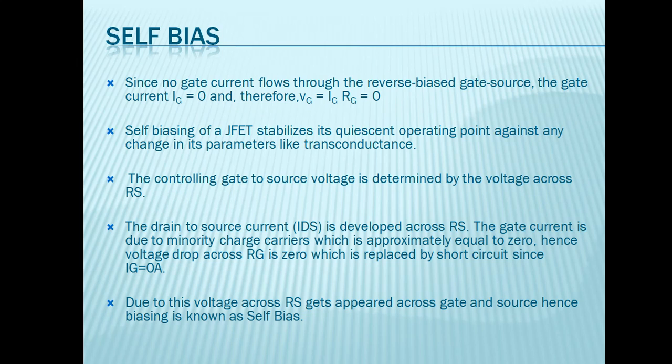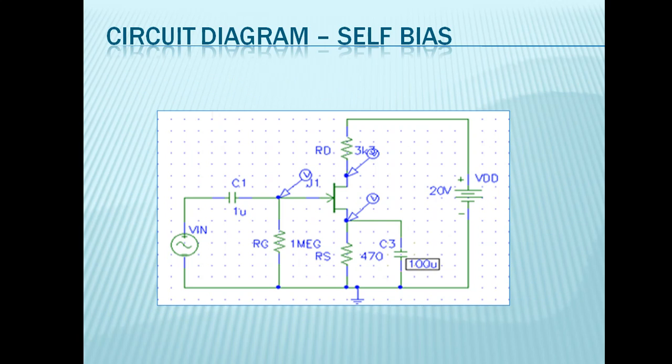The controlling gate to source voltage is determined by the voltage across Rs. The drain to source current is developed across Rs. The gate current is due to minority charge carriers, which is approximately equal to 0. Hence, voltage drop across Rg is 0, which is replaced by short circuit since Ig is 0 amps. Due to this, voltage across Rs gets appeared across gate and source. Hence, biasing is known as self-bias. This is a circuit diagram of self-bias for FET.